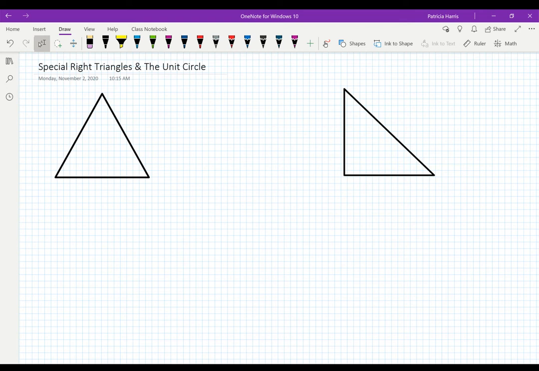Okay, ladies and gentlemen, if you have not noticed already, the unit that we are on requires some knowledge that you either might not have been exposed to or really don't remember. The first of them being what we call a special right triangle. So I have two triangles here. One is an equilateral, and the other is an isosceles right.